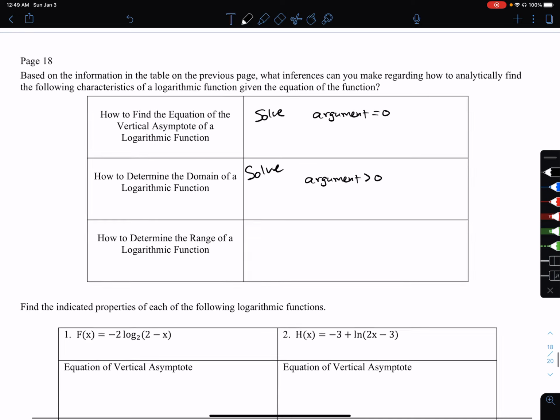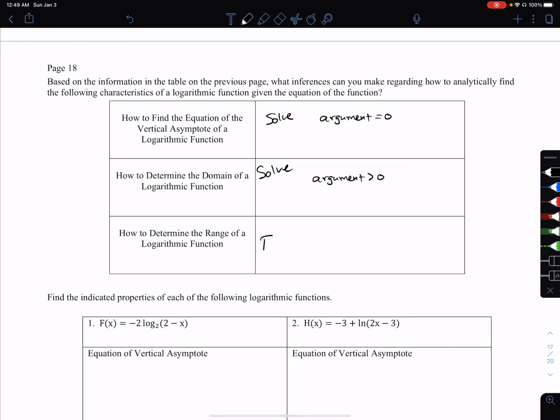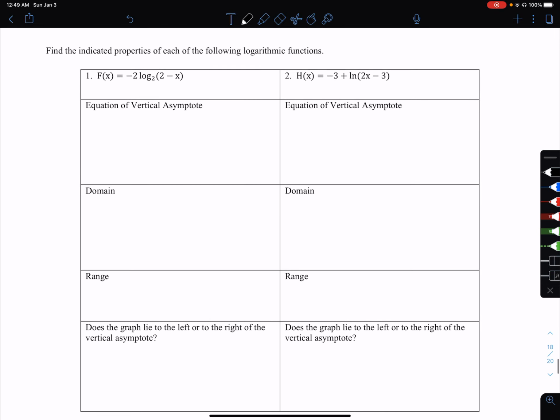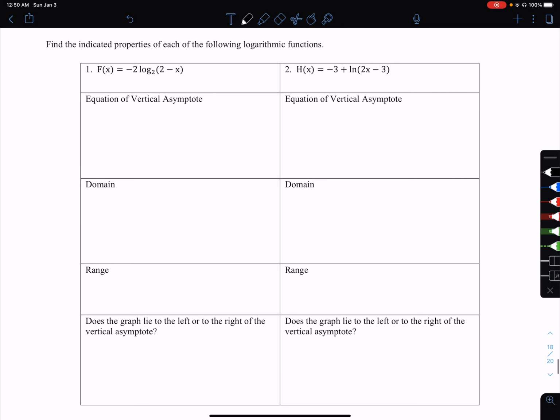How do you determine the range? Well, the range is always going to be negative infinity to infinity for a logarithmic function. Find the indicated properties of each of the following log functions. We're going to put into practice what we just set up above.